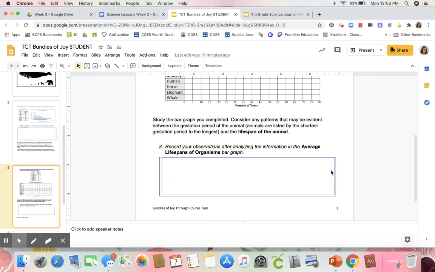And then it says, study the bar graph you completed. Consider any patterns that may be evident between the gestation period of the animal, which animals are listed by the shortest gestation period to the longest, and the lifespan of the animal. Record your observations after analyzing the information in the average lifespans of organisms bar graph. This is where it will record our observations.